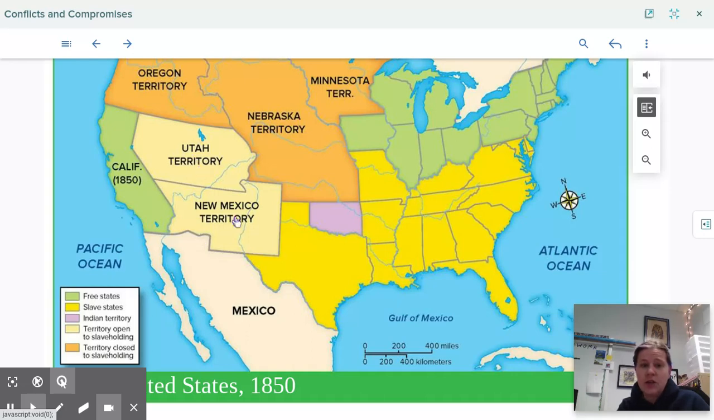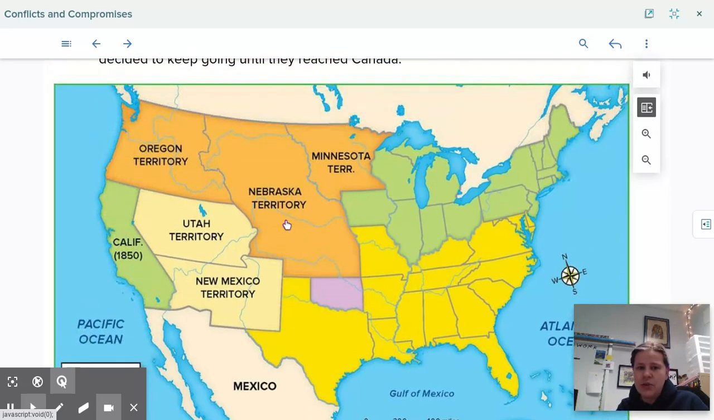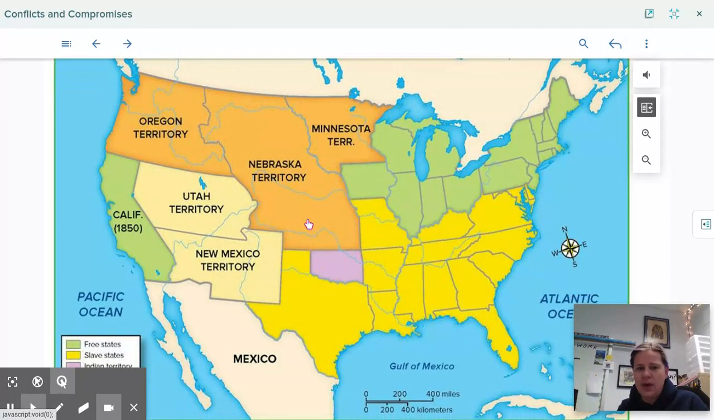But going on, we have territory open to slaveholding. So Utah Territory, New Mexico Territory, they got to decide if they were going to be slave or free states. And then, of course, the orange territory is closed to slaveholding because it is above the line that they talked about here. That is non-slave territory, so no slavery allowed there.